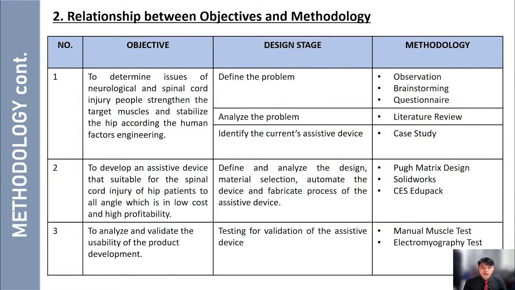Here is the detail of the relationship between objective and methodology. During my FYP 1, Objective 1 and Objective 2 were achieved as they were to determine the issues of spinal cord injury people, strengthen the target muscle by conducting brainstorming and questionnaire method. As for Objective 2, which is to develop the assistive device, engineering analysis such as pure matrix design, SolidWorks software and CES EduPack software, also fabrication process were conducted.